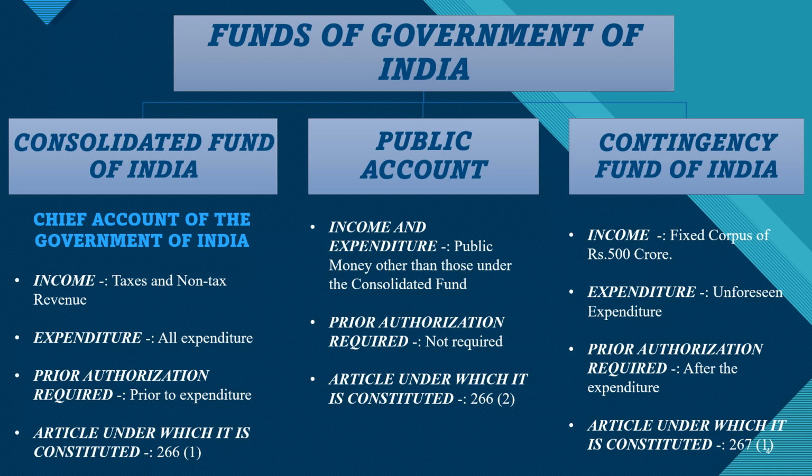So the contingency fund is always used in case of unexpected or unforeseen expenditures. Then the Secretary of the Finance Ministry holds this fund on behalf of the President of India. And again, each state can have its own contingency fund established under Article 267(2) of the Indian Constitution.